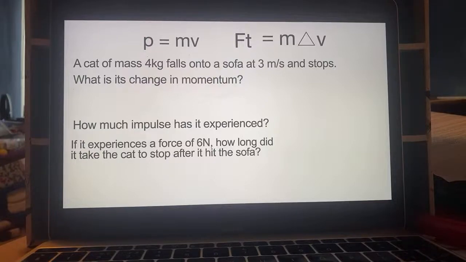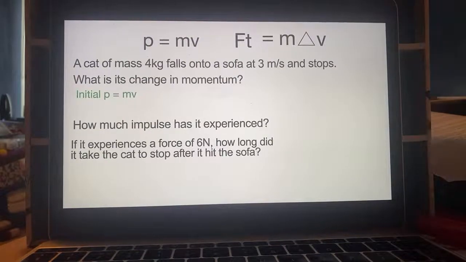All right, well, I'm just going to go through this one because, like I say, this one was really just to show you how to do it. There's a couple of different ways you could do this first question, actually. A cat of mass 4 kilograms falls onto a sofa at 3 meters per second and stops. What is its change in momentum? You could have used this equation and found the momentum at the start and the momentum at the end and taken them away from each other, which is what I've done here.